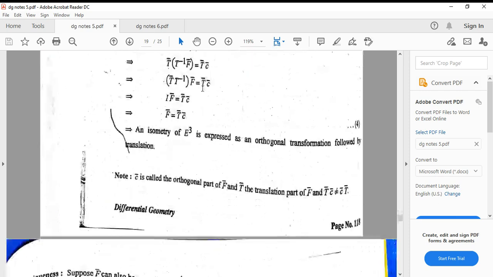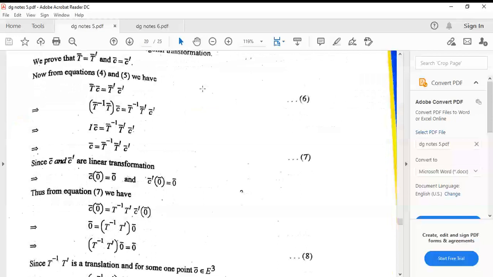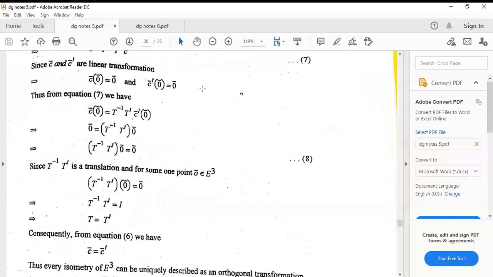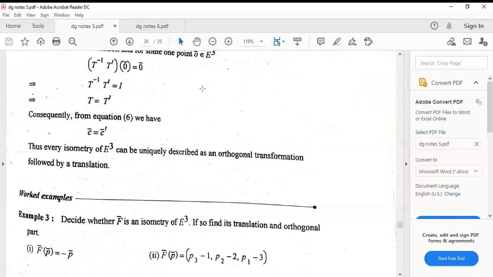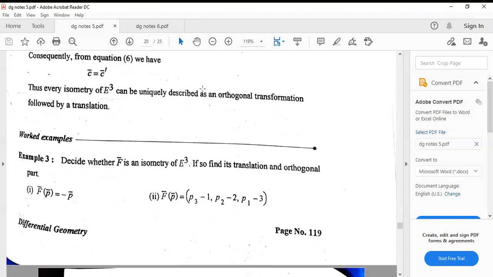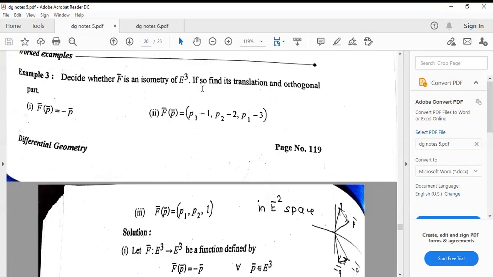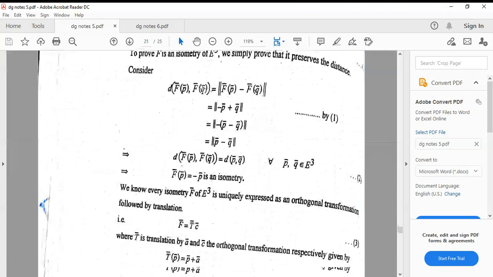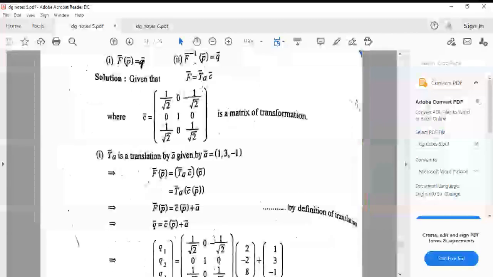Afterward we have seen some theorems. If S and T are translations, then ST equals TS, which is also a translation. If G composite F, with G and F isometries, then the composition of isometries is an isometry. These things we have studied.